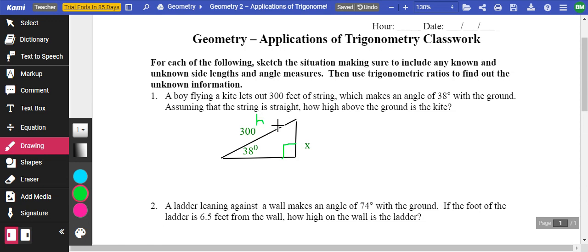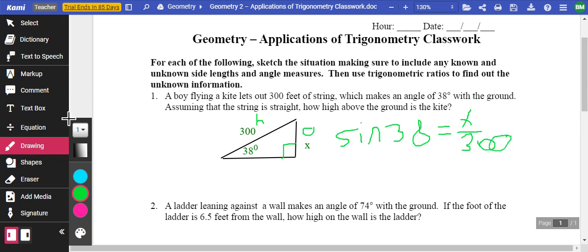This is my hypotenuse. This is opposite my angle, so I'm going to use sine of 38 equals opposite over hypotenuse, which is 300. Again, we're using that SOHCAHTOA.